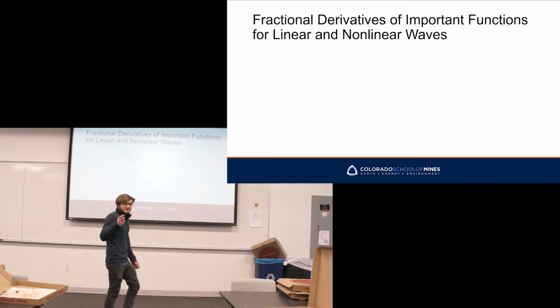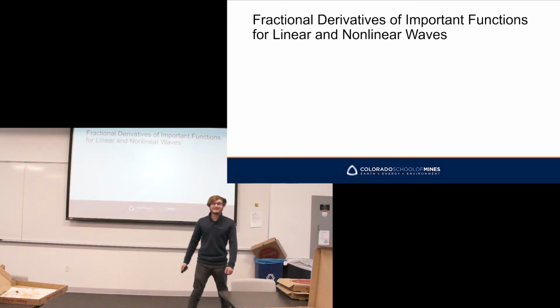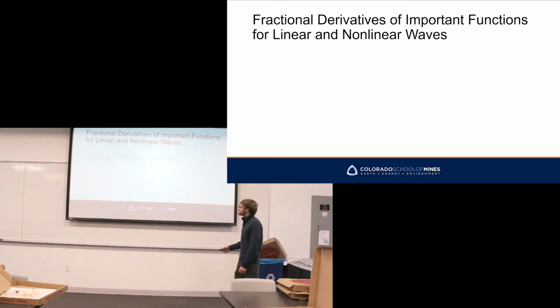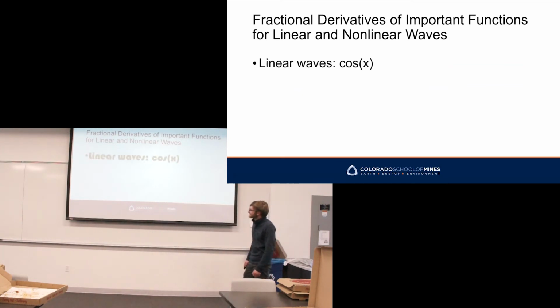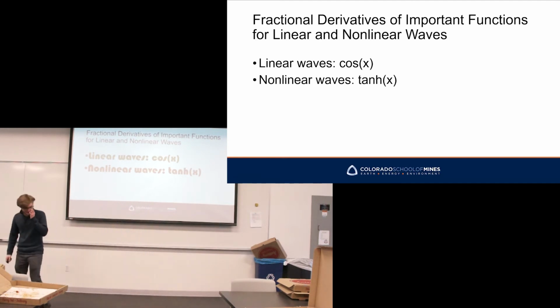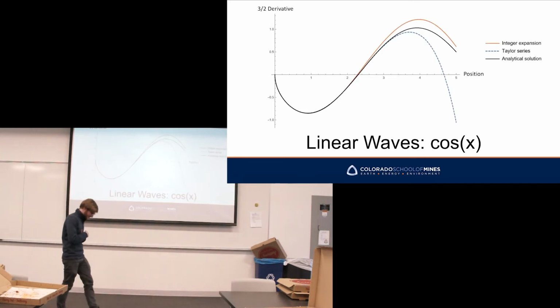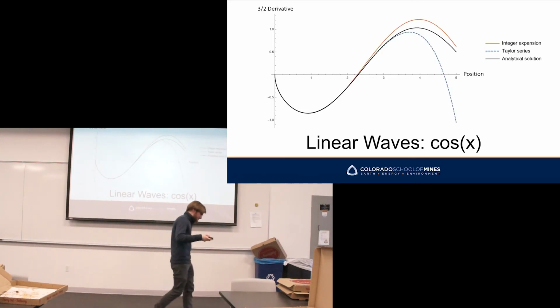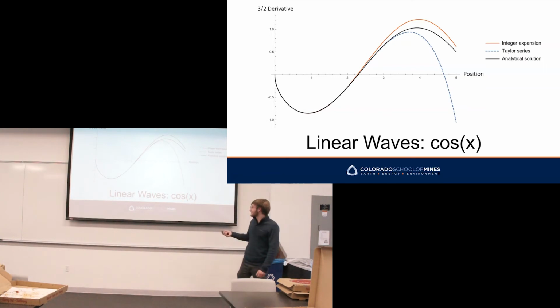Now, these derivatives are important for linear and nonlinear waves. For linear waves, we use the cosine. And for nonlinear waves, we use the hyperbolic tangent because these are canonical solutions to the Schrödinger equation and nonlinear Schrödinger equation, respectively. Now, the linear wave, which is modeled by cosine, looks a lot like this.